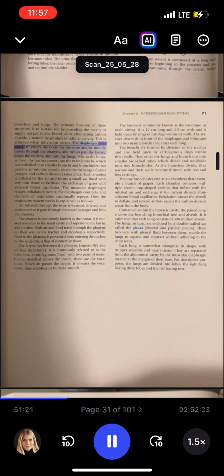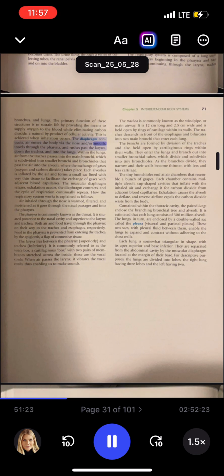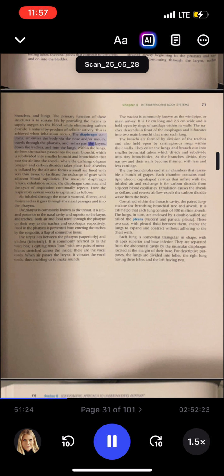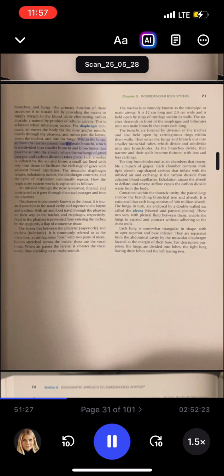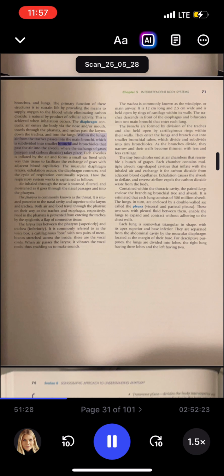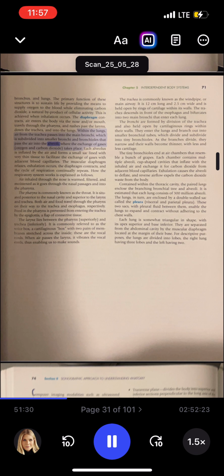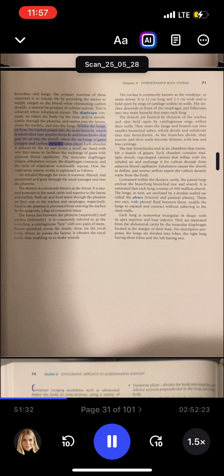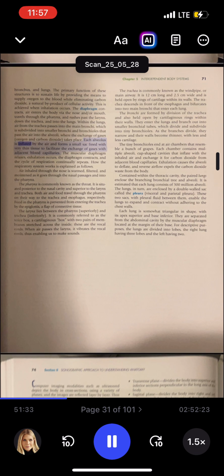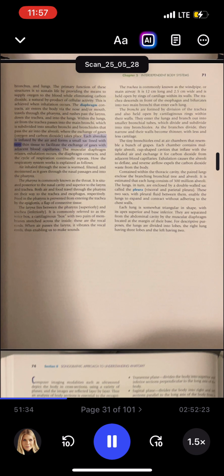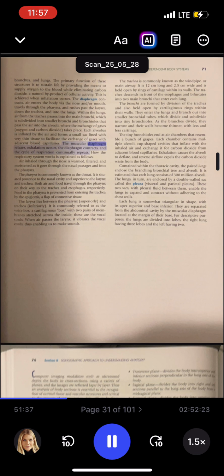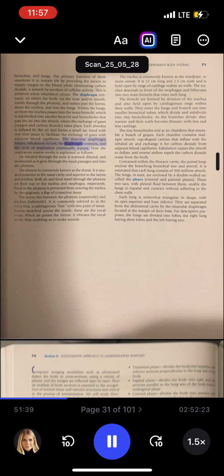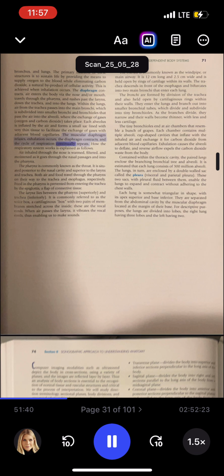The diaphragm contracts, air enters the body via the nose and/or mouth, travels through the pharynx, and rushes past the larynx, down the trachea, and into the lungs. Within the lungs, air from the trachea passes into the main bronchi, which are subdivided into smaller bronchi and bronchioles that pass the air into the alveoli, where the exchange of gases, oxygen and carbon dioxide, takes place. Each alveolus is inflated by the air and forms a small sac lined with very thin tissue to facilitate the exchange of gases with adjacent blood capillaries. The muscular diaphragm relaxes, exhalation occurs, the diaphragm contracts, and the cycle of respiration continually repeats.